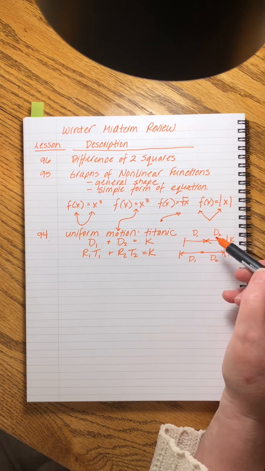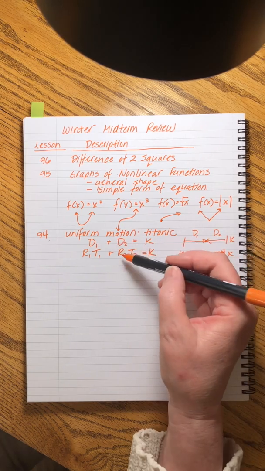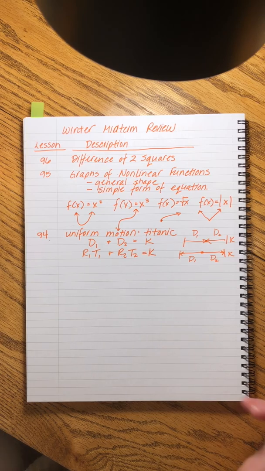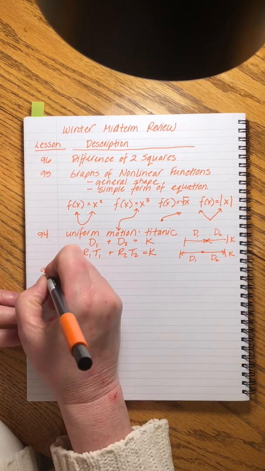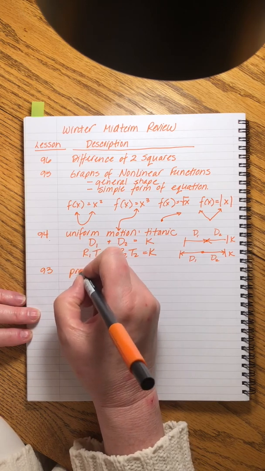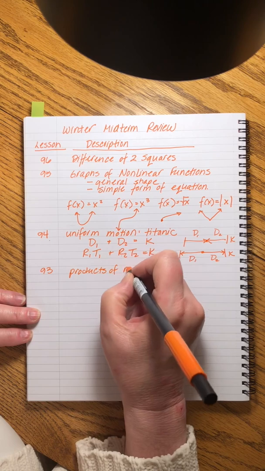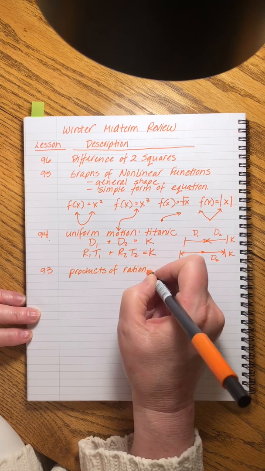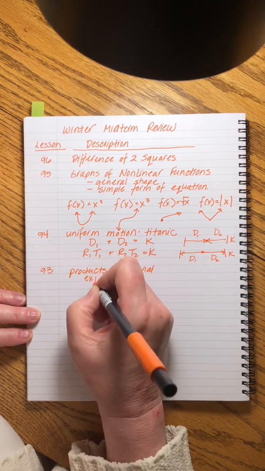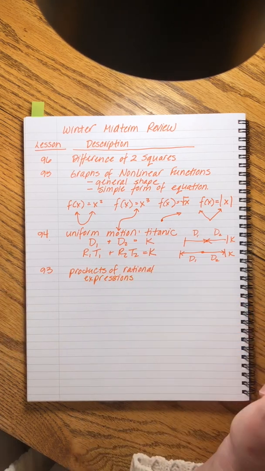And then you draw the picture and you link it to this, and then you link it to this, and then you link it to that. I want to see all of that. 93. These are called products of rational expressions. These are the big crazy things where you factor and it all cancels. Yes, I love those.